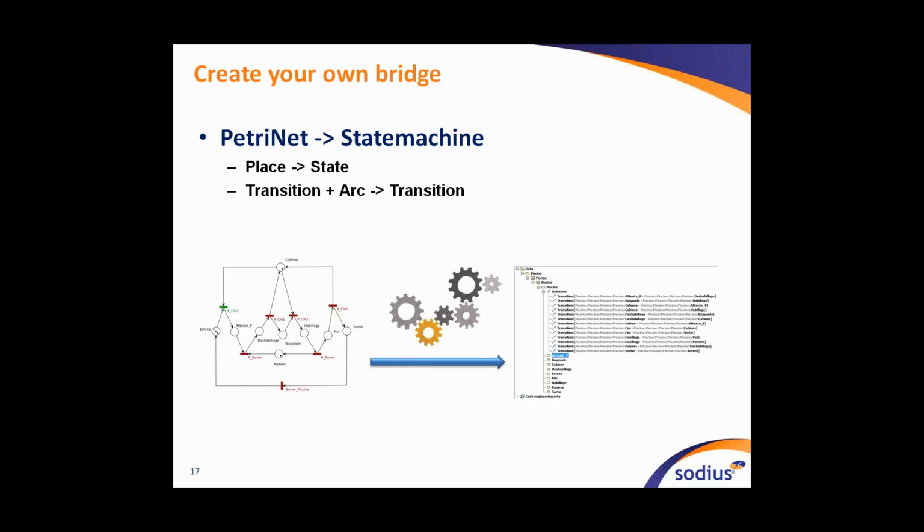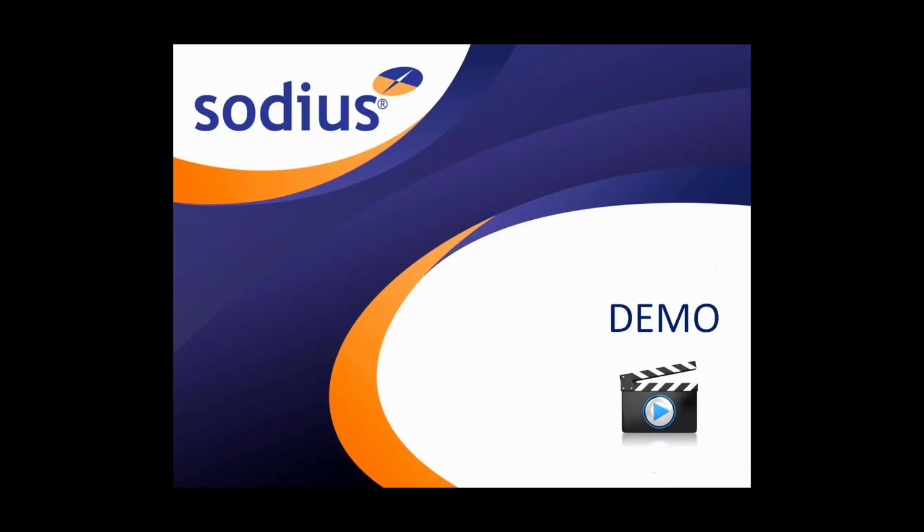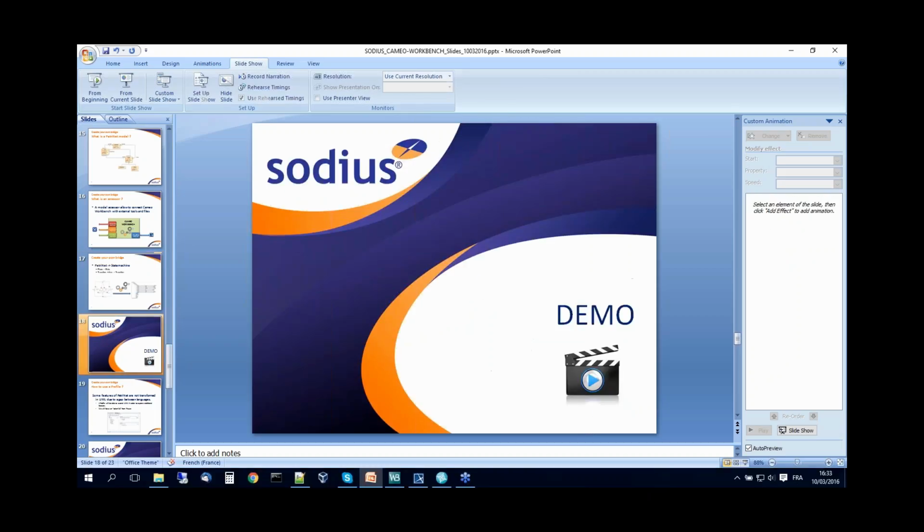In this example, I haven't created the graphics, but it is possible. Knowing that in my PetriNet meta model, I don't have any graphics information, we are just dealing here with semantic information. Let's do a demo.